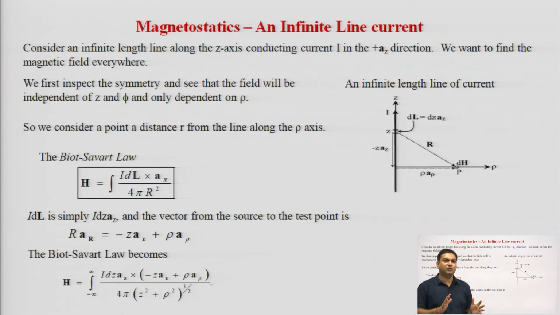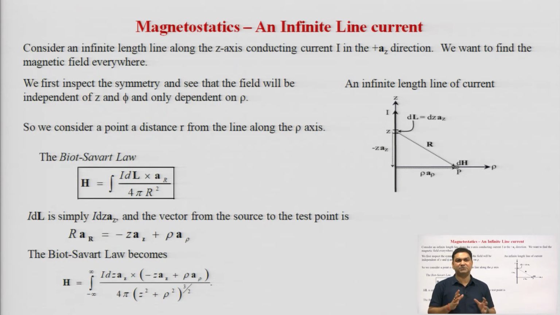Next, come to the actual magnetostatics, how it works. Consider an infinite length line segment carrying a current density along the z axis, and we want to find the magnetic field everywhere across it.